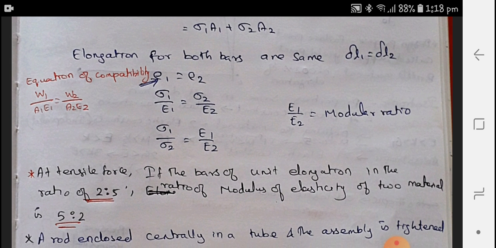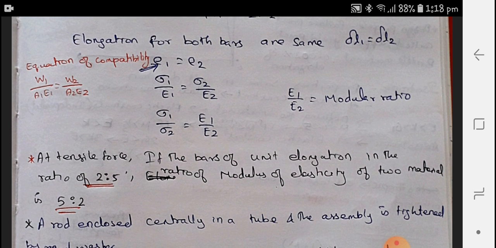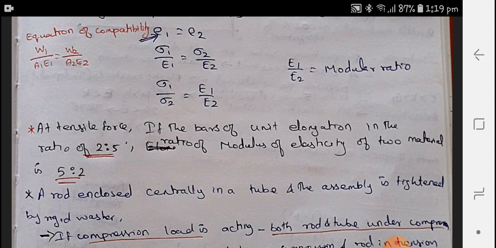Here, the important note: at a tensile force, if the bars have unit elongation in the ratio of 2:5, the ratio of modulus of elasticity of the two materials is 5:2, just the reciprocal. That means the elongation or strain is inversely proportional to Young's modulus or modulus of elasticity.